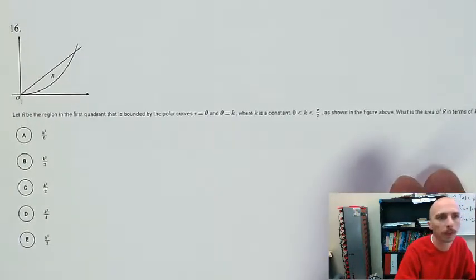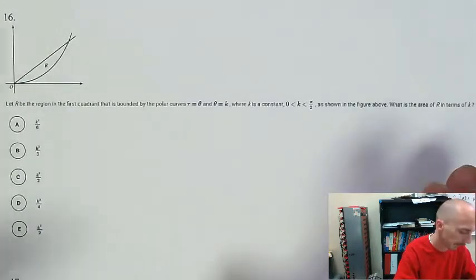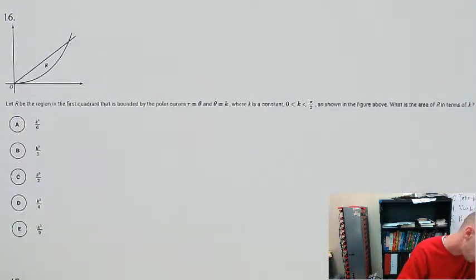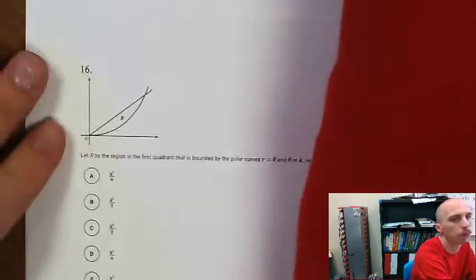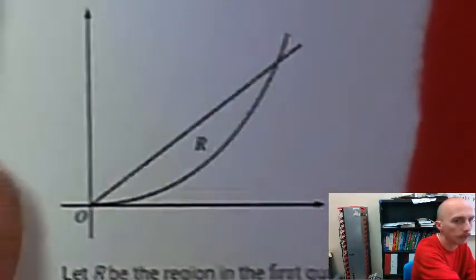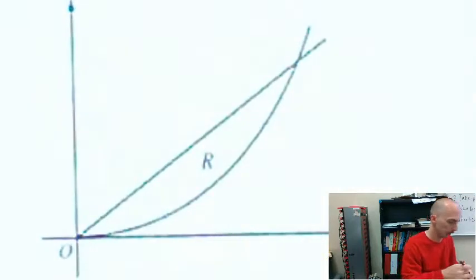Well, that was 15, all right. A couple more for this video, then I'll be doing the extra practice. It never ends. So this one, okay, what is the area of R in terms of K? R equals theta and theta equals K. All right, so what we're going to be doing is, let's weigh in on this and get a thinner pen.